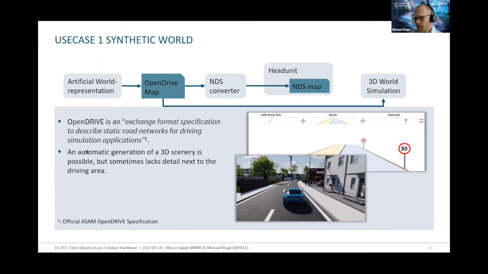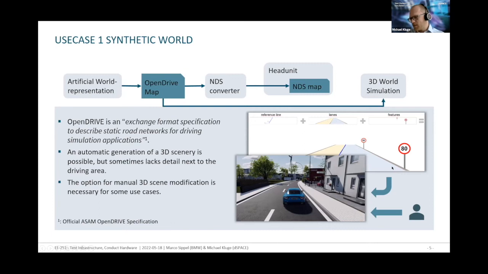Yeah, so basically an automatic scene generation starting from OpenDrive is possible, but it might lack some detail in the surroundings. So that's why we need both directions. We have to take the OpenDrive file and create the basis with maybe some additional objects. You need to have some information on how they should look in the 3D world, but you also have to provide the option to make some additional modification to this. So that's the starting point for this use case one, the synthetic world.